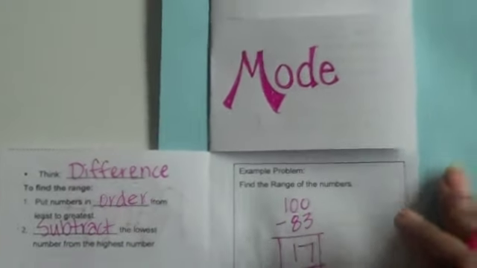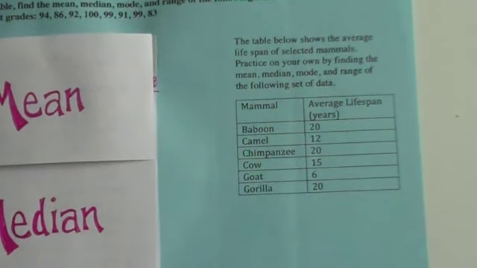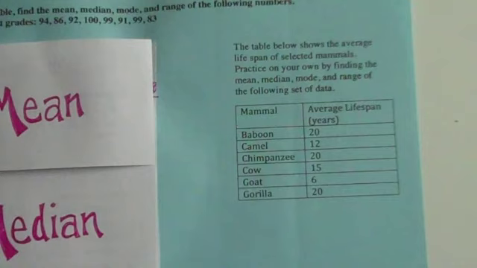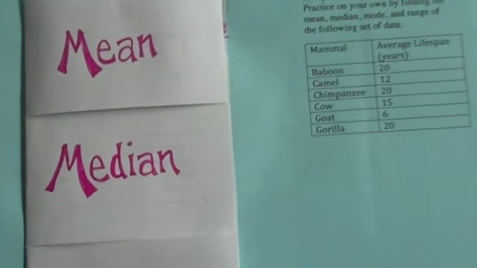Okay. So what I want you to do now is you have an example here. You've got a table that shows the average lifespan of selected mammals, and you're going to practice by finding the mean, median, mode, and range of this set of data. Okay, so go ahead and pause the video here, find those values, and remember, you don't have to know it all off the top of your head. You've got your handy dandy notes sitting right next to you.